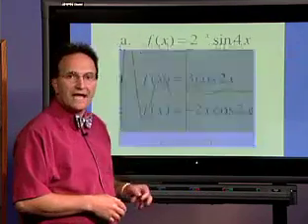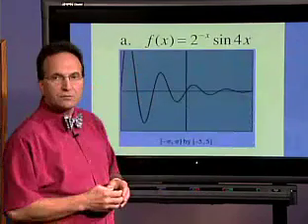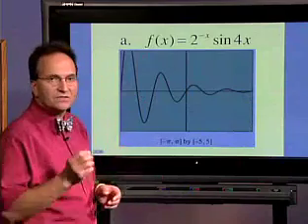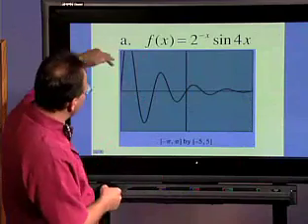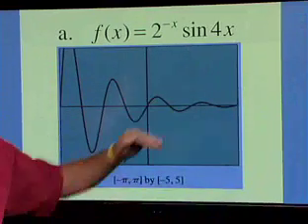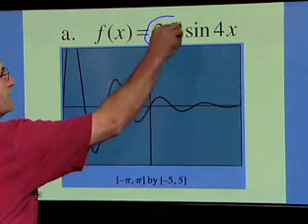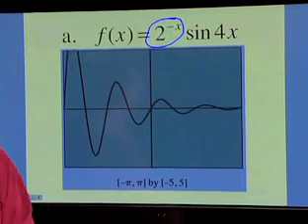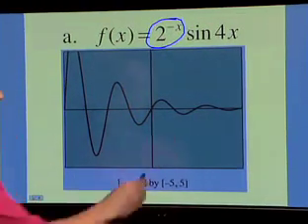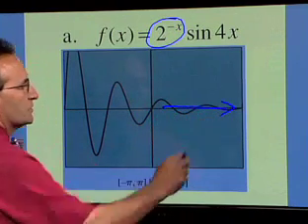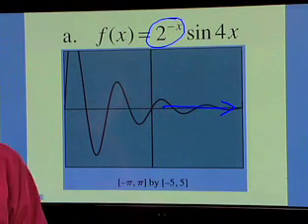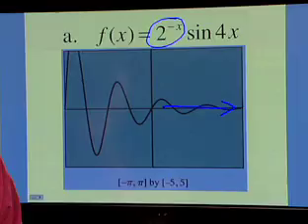So let's start with A, which was f of x equals 2 to the negative x times sine 4x. Well, as we look at this, we can see that what's happening is, in fact, damped oscillation. The damping factor is 2 to the negative x. And the damping occurs as x goes to infinity. All right, so that was part A. Let's take a look at part B.